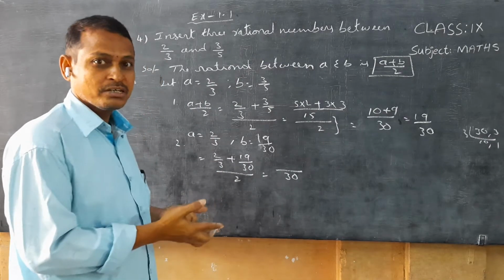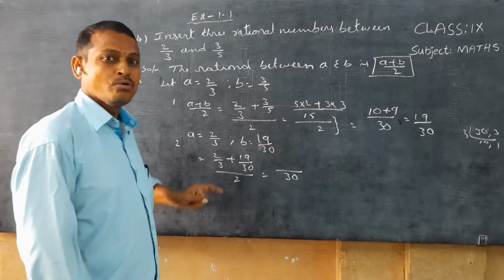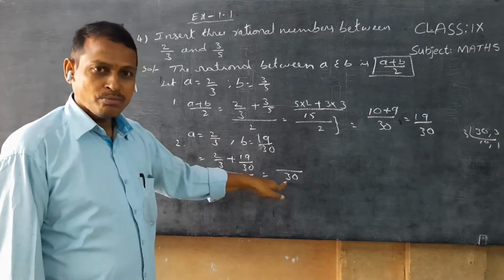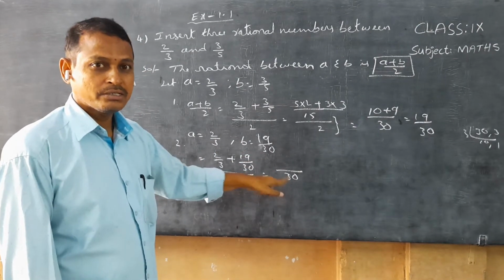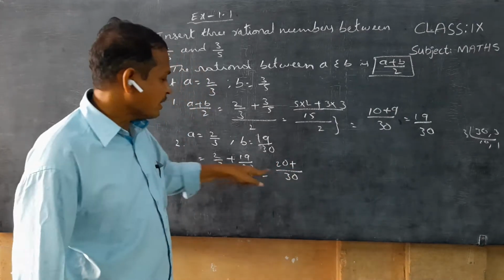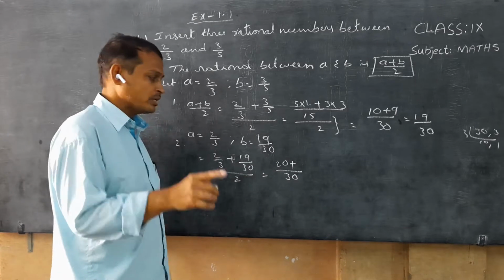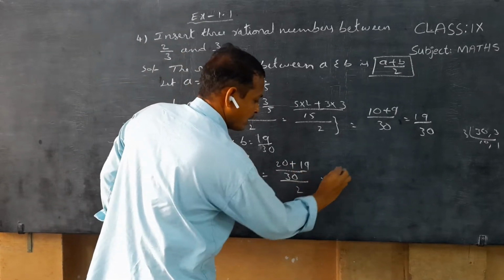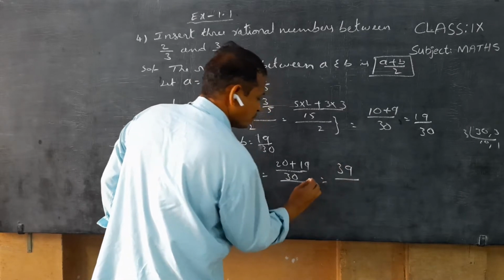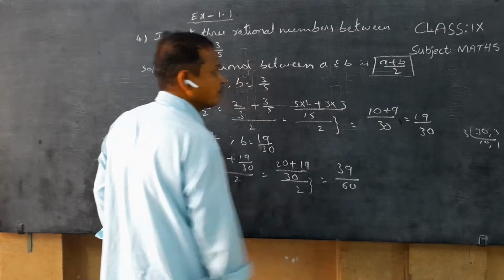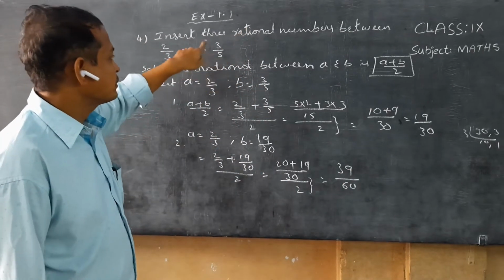For the 9th class, children, we have learned this in the 9th class. So we should do it by the direct method. So 3 table, how many times does it go? 10 into 2, 20, plus again 30 table, how many times? 1 time. 1 into 19, by 2. Again 39 by, children, the 2 moves to the denominator, 30 into 2, so 60. This is the second inserted rational number.